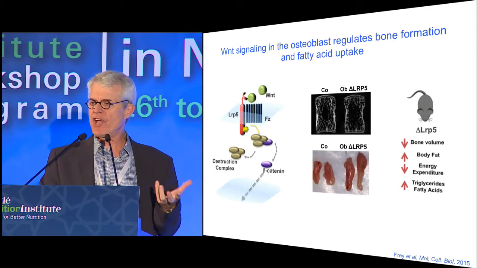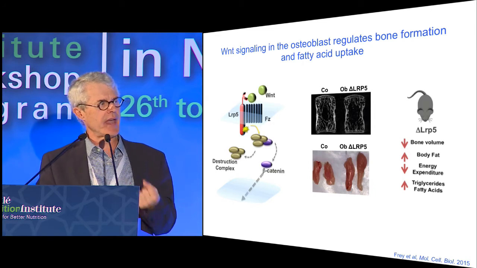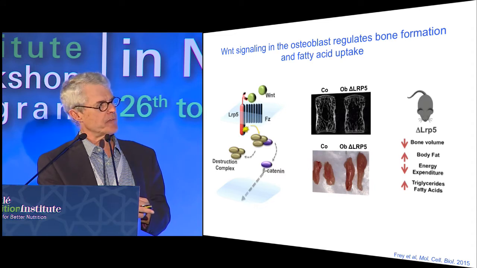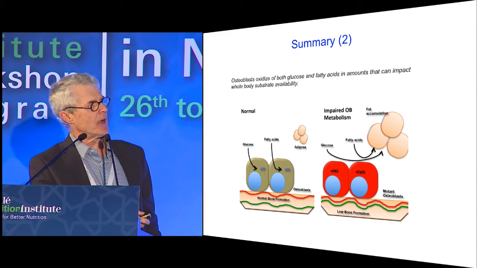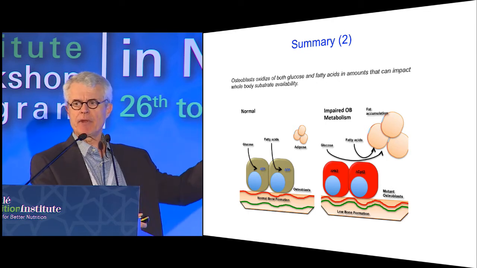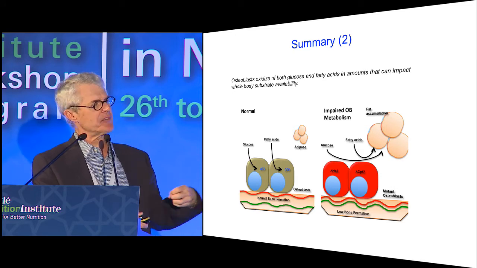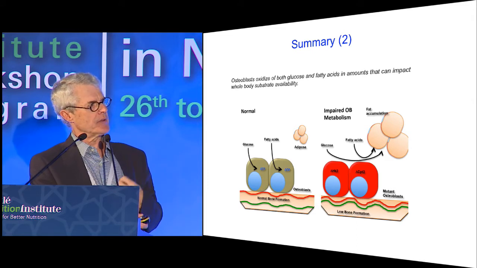If you don't have it, you can't burn fatty acids in osteoblasts. So this was really critical, and again, indicating the importance of fatty acids in bone formation. So to summarize these two parts of the talk, the first thing is that osteoblasts can oxidize both glucose and fatty acids in amounts that really impact whole body substrate availability, because I showed you if you can manipulate through genetic approaches either glucose uptake and oxidation or fatty acid uptake and oxidation, you then shift body composition as well.